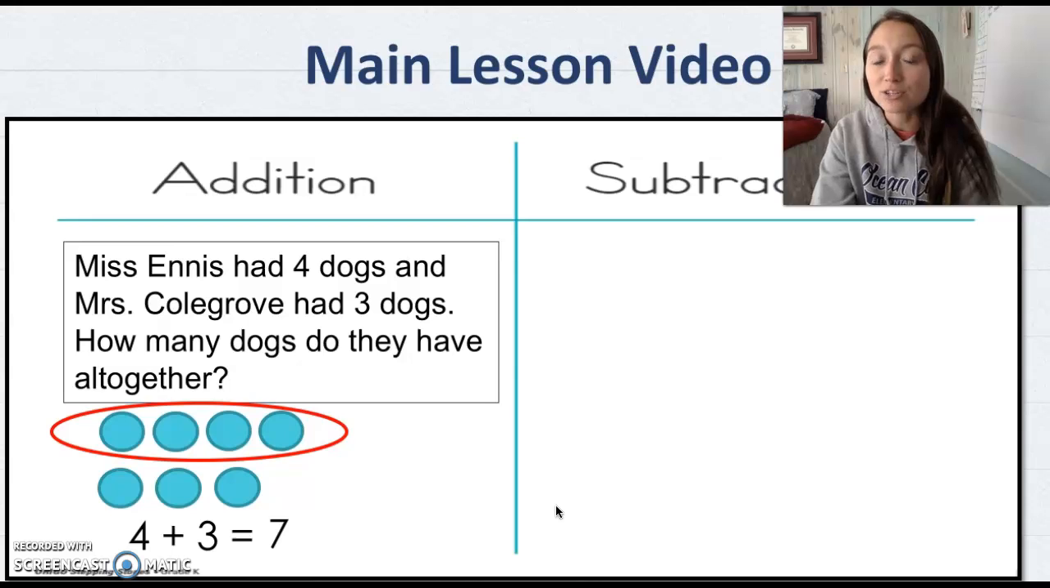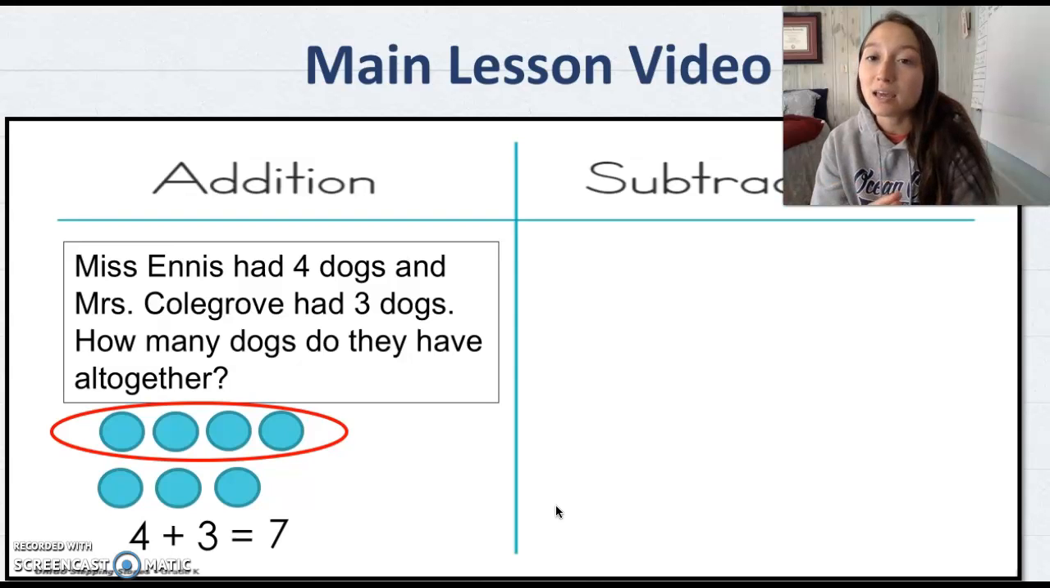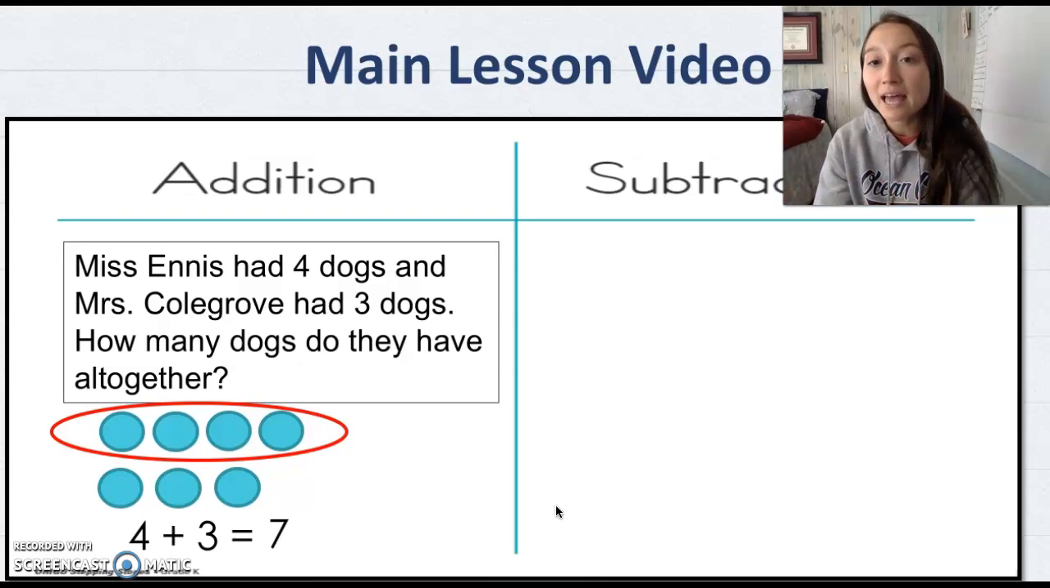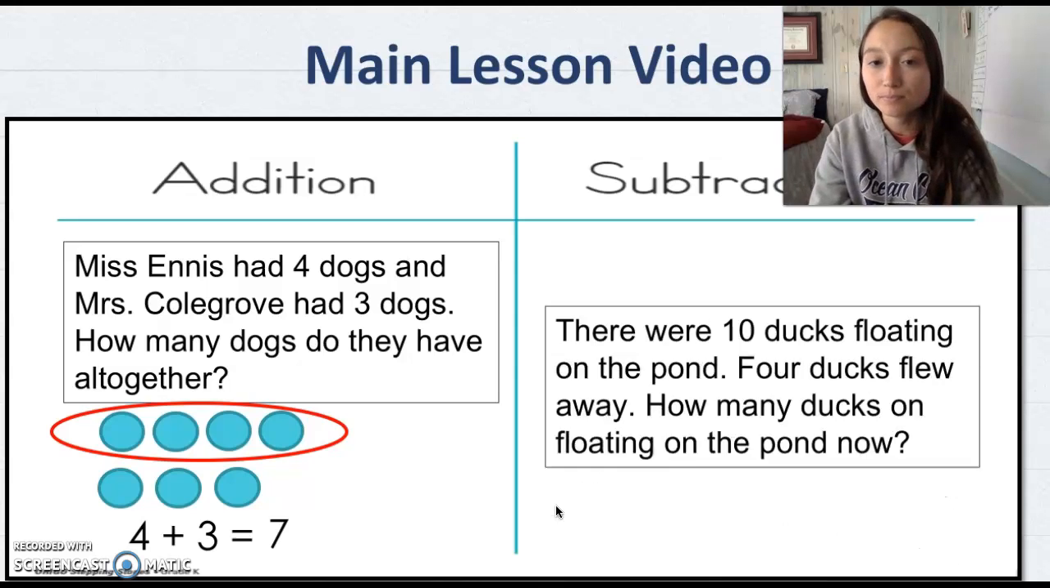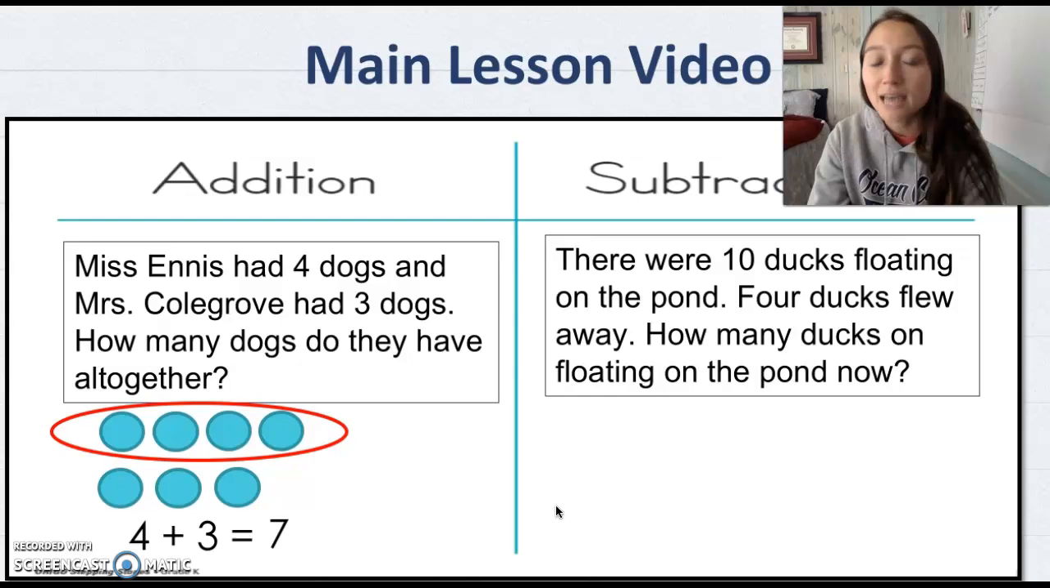Now let's try subtraction. Sometimes subtraction is a little trickier, but we want to listen for words like take away, how many are left, to help us know that we're going to need subtraction. There were 10 ducks floating on the pond. 4 ducks flew away. How many ducks are floating on the pond now?